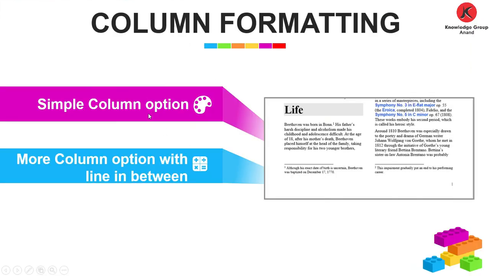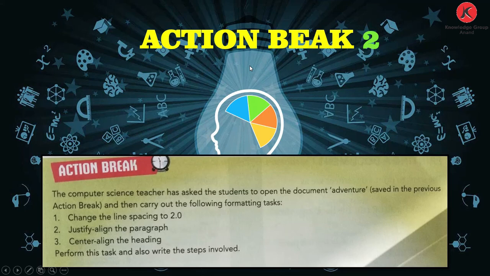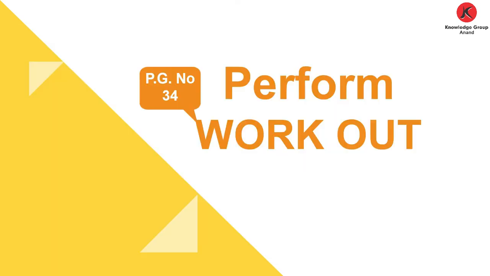In the column formatting we can divide the entire data into 2 or 3 columns. Okay, then we have done one exercise, and then line spacing, paragraph spacing, and the setting alignments, and then column formatting. Okay, so this is all about the chapter 2, more on Word 2013.